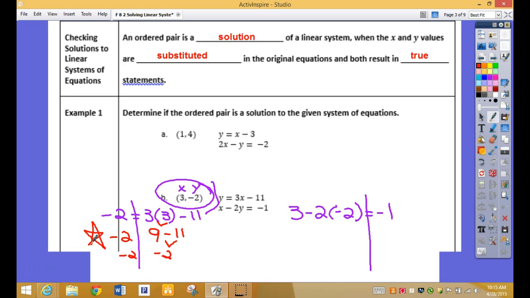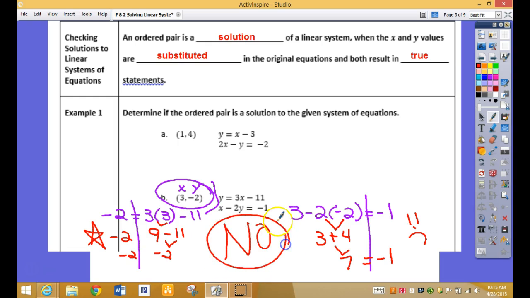How about over here? 3 minus, what is our order of operations that we have to do? -2 times -2. What's a -2 times a -2? +4. A +4. What is 3 plus 4? 7. Does 7 equal a -1? No, that one does not work. So therefore, the total final answer is no. That is not a solution.